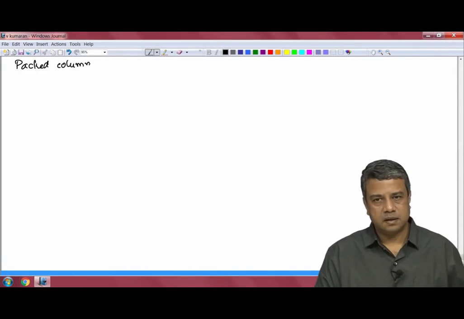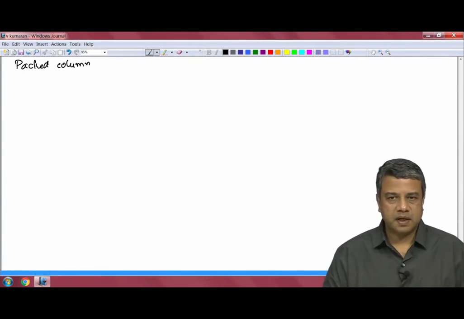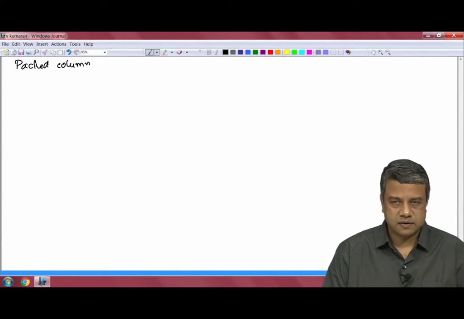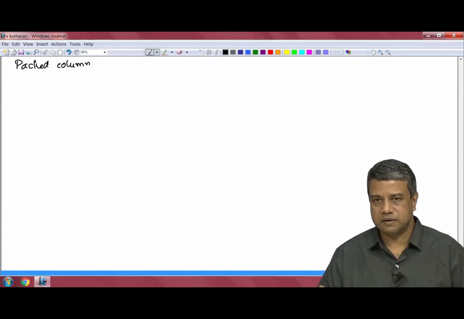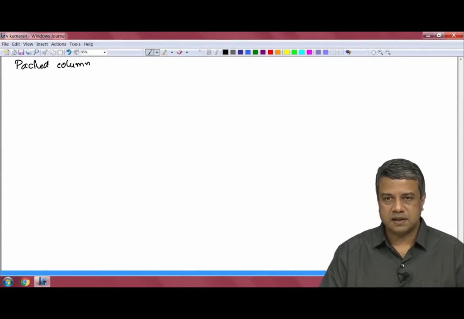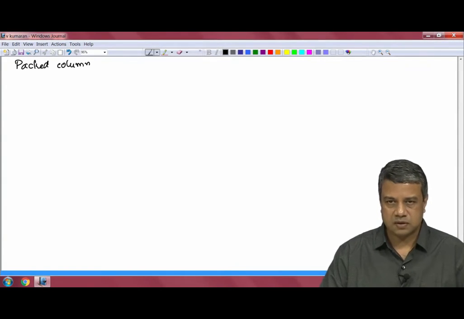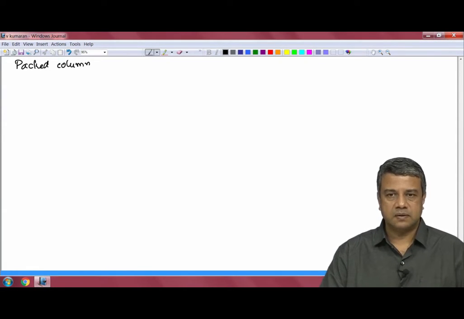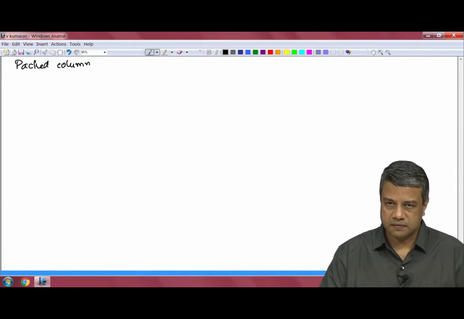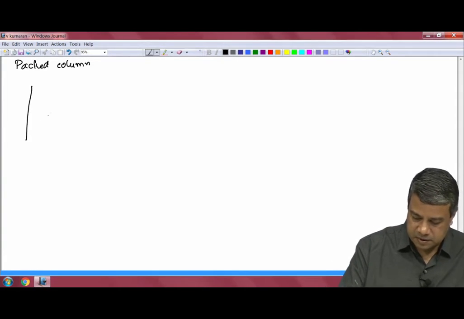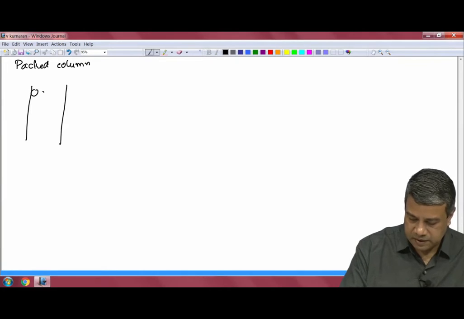A packed column is a column of particles through which fluid flows. In the previous example, we had considered a single particle moving relative to the fluid. The results we derived there can also be used when the volume fraction of particles is small, so that the flow around one particle does not affect the force exerted on another particle. The packed column is the opposite limit, where you have a very large number of particles.